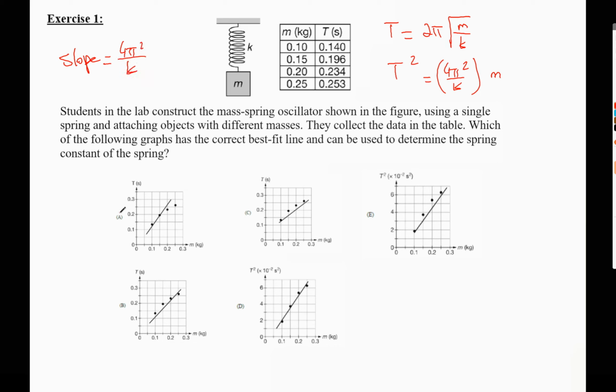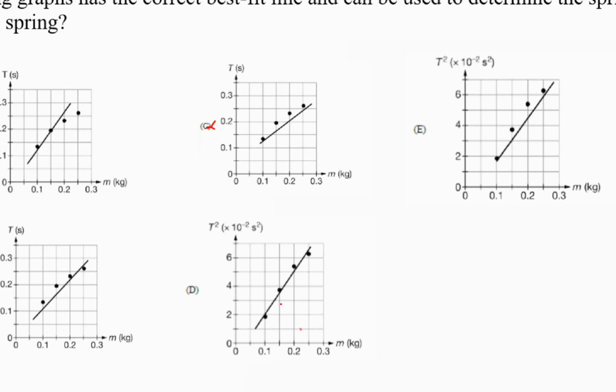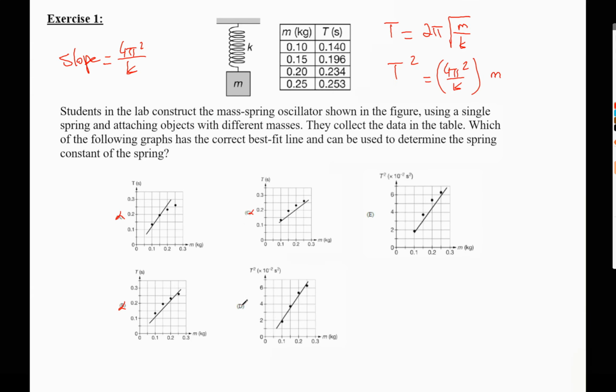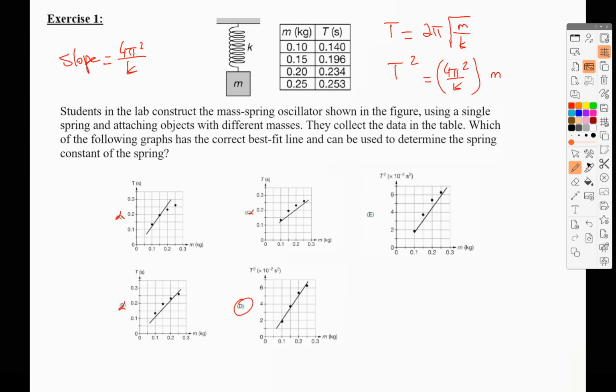Then we can directly eliminate A, C, and B, and D would be the correct answer, because the best fit straight line almost passes through, or is equidistant from, the points, which are closest to this straight line. Then D is the correct answer.